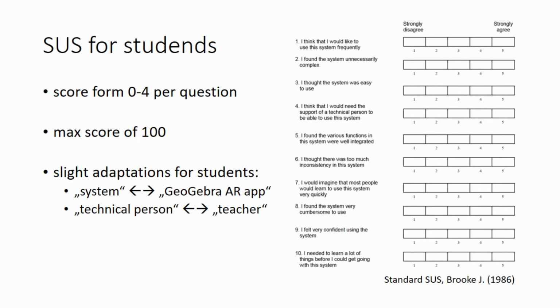Afterwards, I talked already about the standard system usability scale. For all of you that don't know how this is designed, it's a questionnaire which consists of 10 questions, which really tackle the basic questions for software. And I would like to have some slight adaptations. For example, you switch the system to GeoGebra augmented reality. These are just some basic questions with a maximum score of 100, and if you reach 100, then it's a perfect application. So I will have to stop here, and I would like to thank you for your attention.